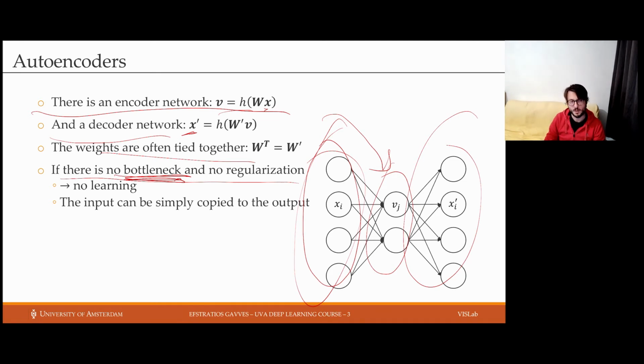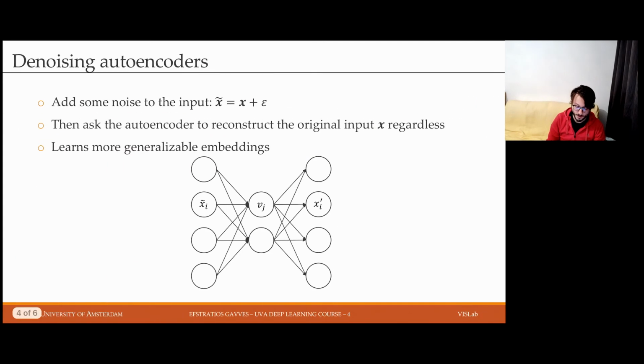Therefore, it's very important to have a bottleneck, and if for one reason or the other we need a large number of dimensions, it's very important that we put a regularization constraint or another constraint that makes sure the neural network cannot just copy the inputs to the output right away.